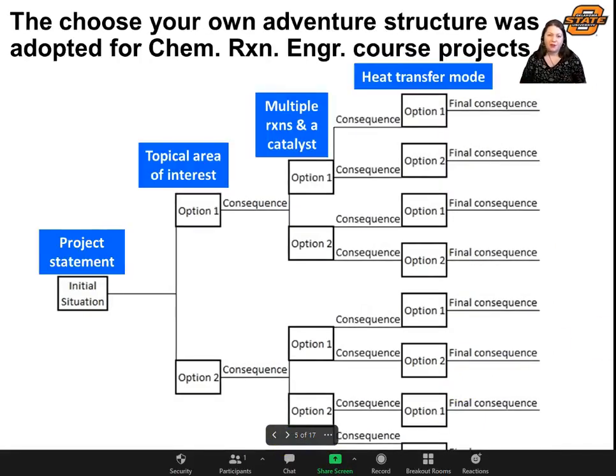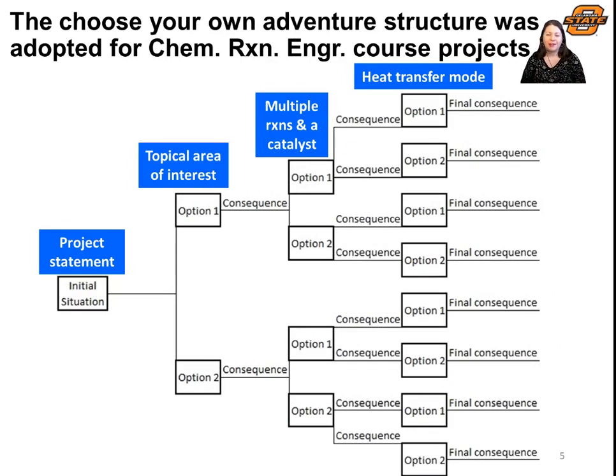This Choose Your Own Adventure structure was adopted for chemical reaction engineering course projects. So the idea is that I give the students a project statement that has some initial situation, and for this class, the initial situation is that they are working for a company and they're charged with identifying a new-to-the-company product. It could already exist, but something that they can manufacture using a chemical process that they are doing the initial reaction engineering design for.